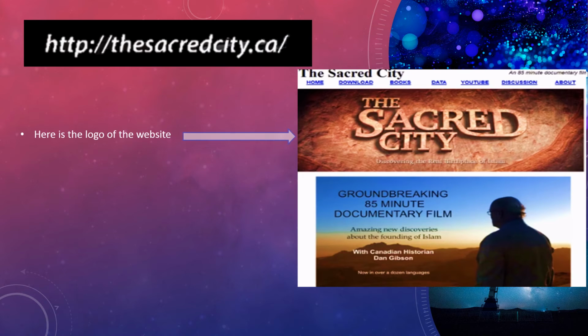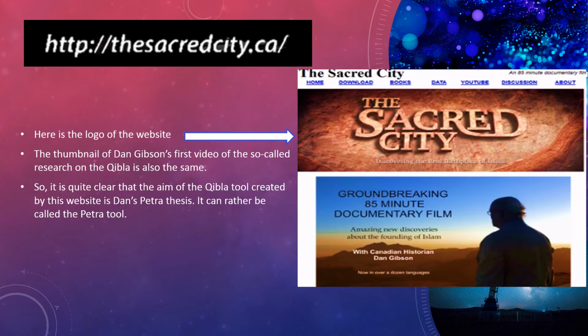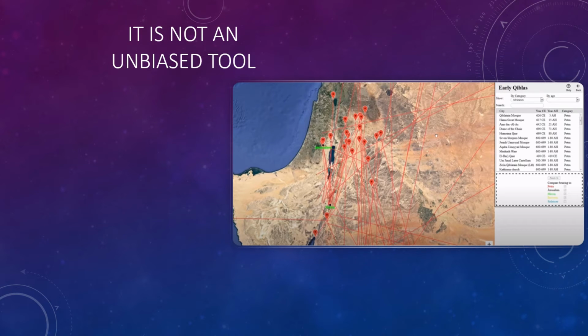Here is the logo of the website. The thumbnail of Dan Gibson's first video of the so-called research on the Qibla is also the same. So, it is quite clear that the aim of the Qibla tool created by this website is Dan's Petra thesis. It can rather be called the Petra tool. It is not an unbiased tool.